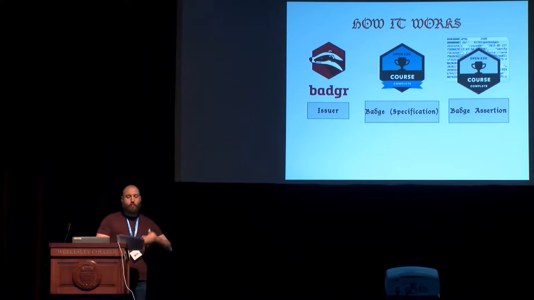It comes in the form of a baked image, which isn't quite as fun as it sounds. A baked image is an image file that contains JSON metadata detailing how to verify the badge and who it belongs to. This allows Trophy Case software to make sure the badge belongs to the user and that it really has been issued by your organization.